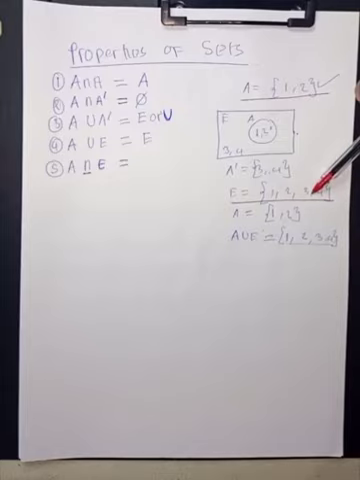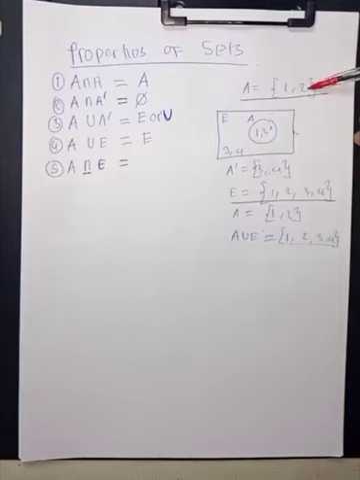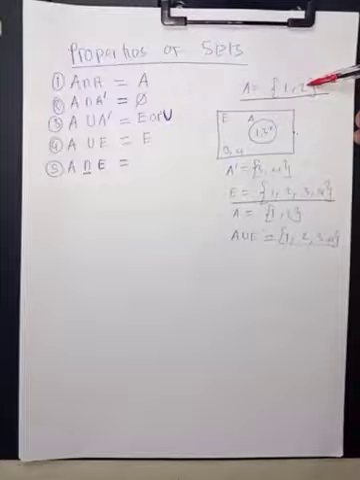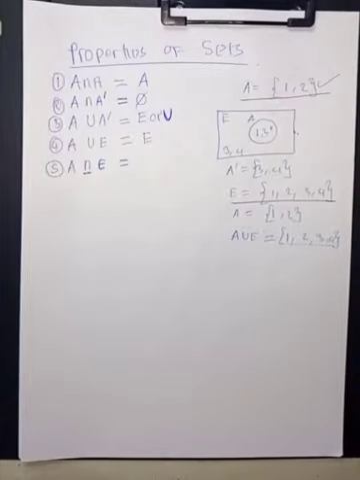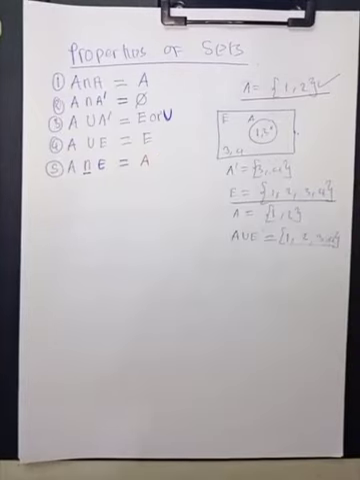We have 3 in the universal, we don't have it in set A. We have 4 in the universal, we don't have it in set A. So if we check it properly, the only elements which appear in both universal and set A are 1 and 2. And 1 and 2 are basically the set A. Meaning if we intersect any set with the universal, the answer is that same set.